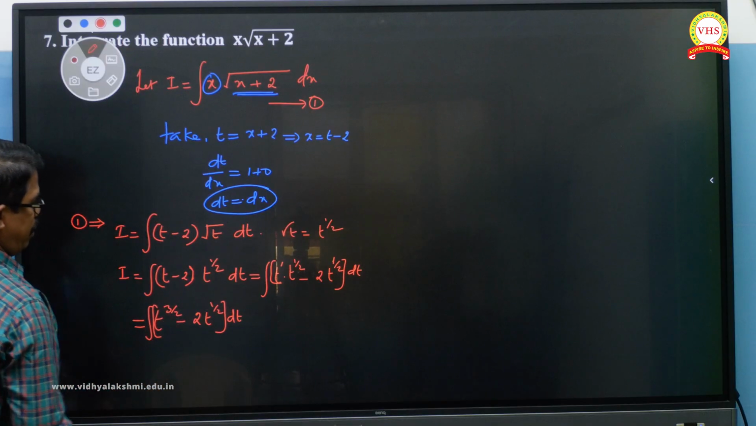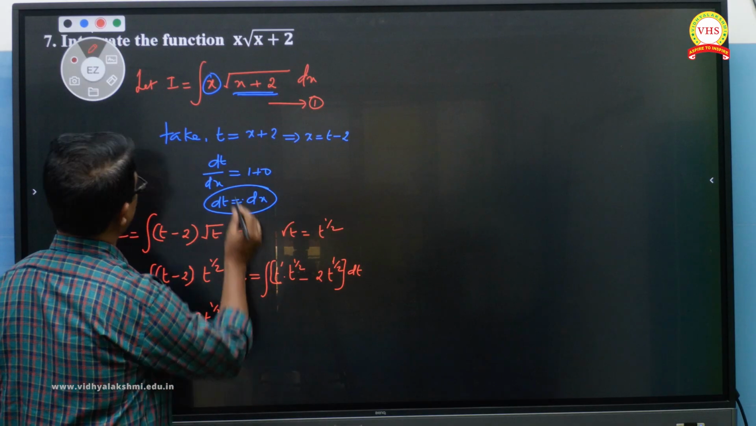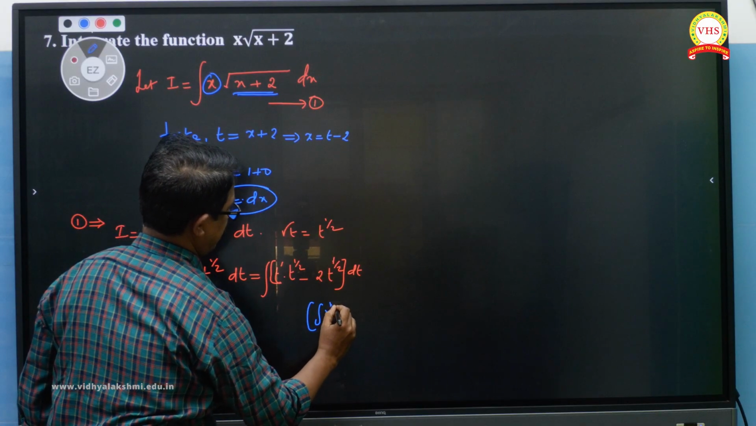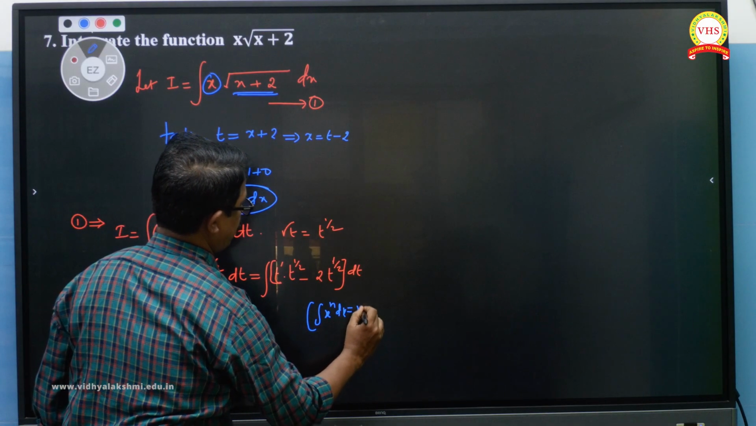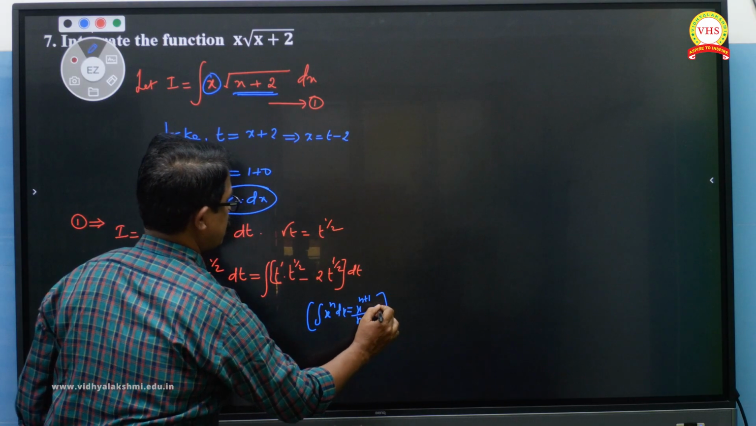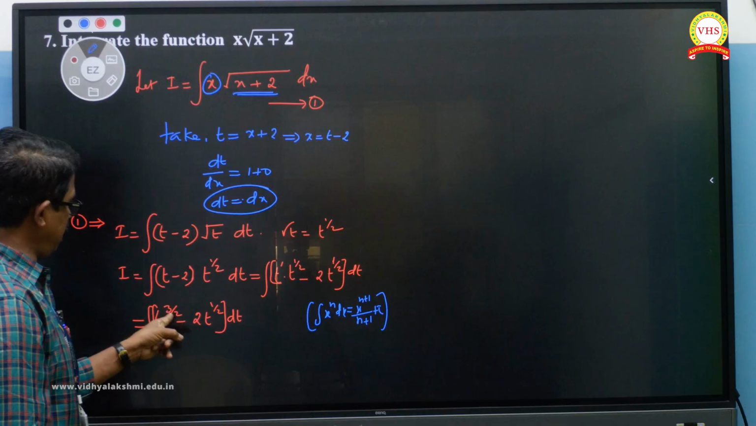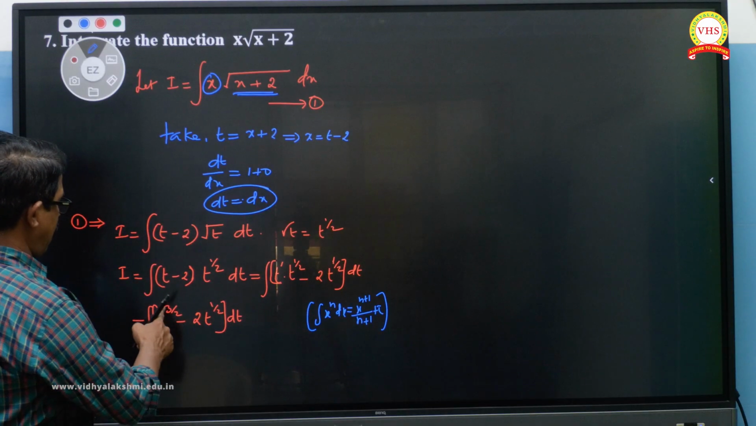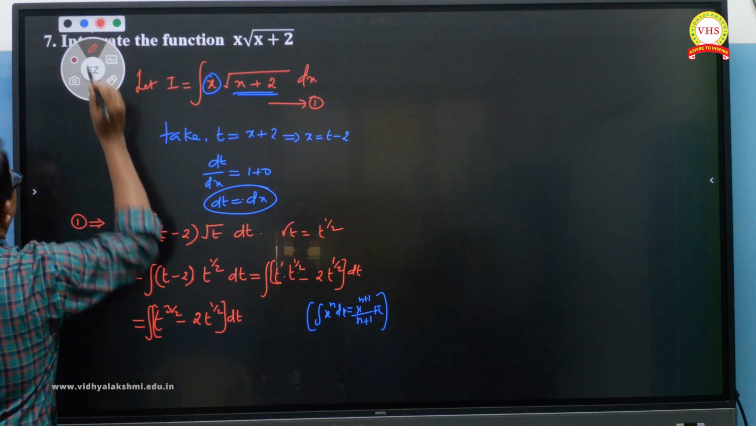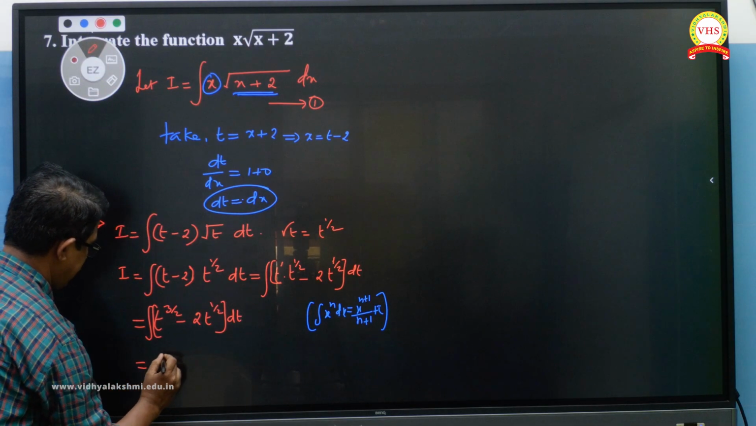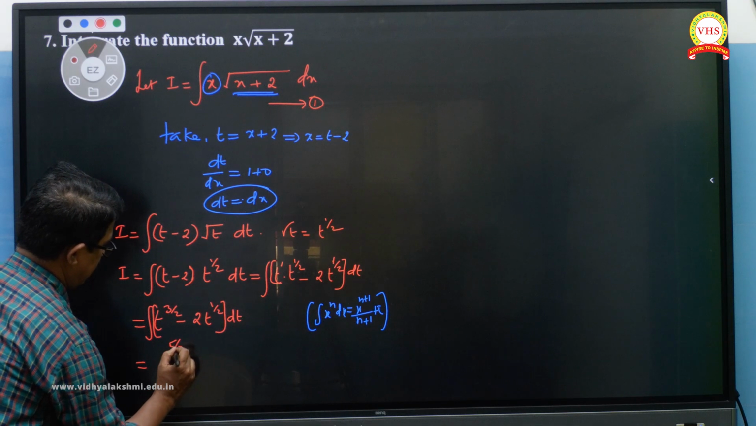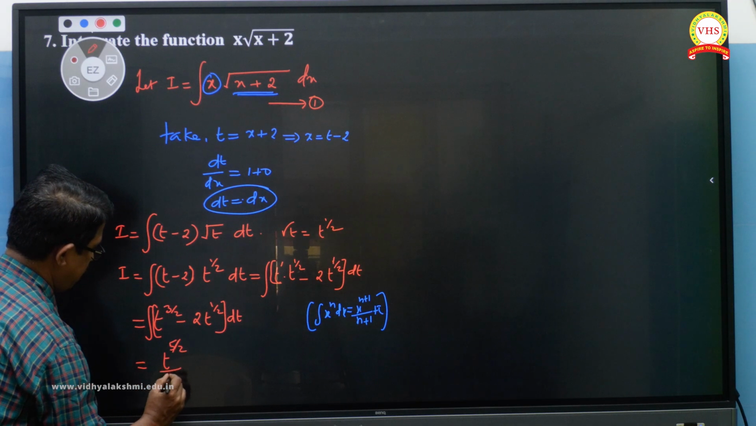Now integrate. What are we going to do? You know very well the general formula: the integral of x power n dx equals x to the power of n plus 1 by n plus 1 plus c. Here n equal to 3 by 2, and here n equal to 1 by 2. Add 1: that is 5 by 2, and here 3 by 2. What is the answer here finally? Now t to the power of 5 by 2, divided by 5 by 2.